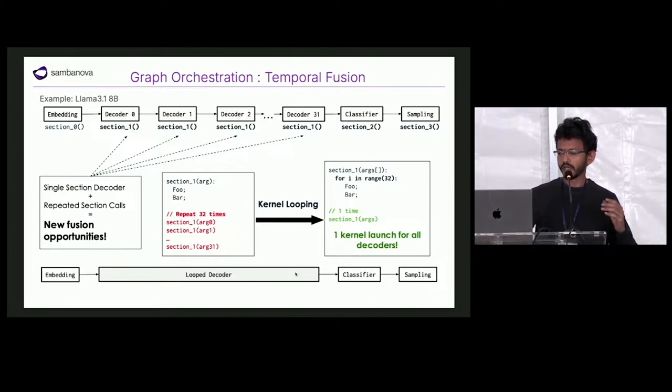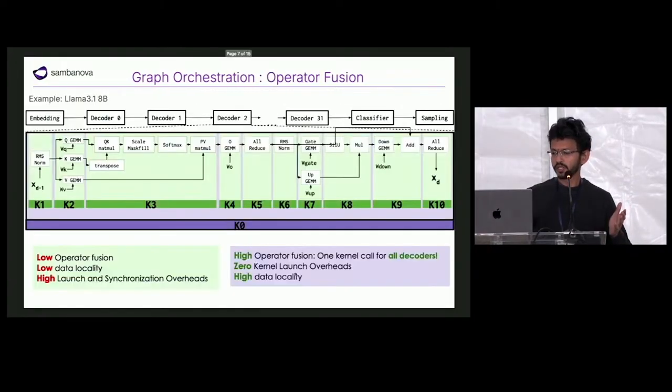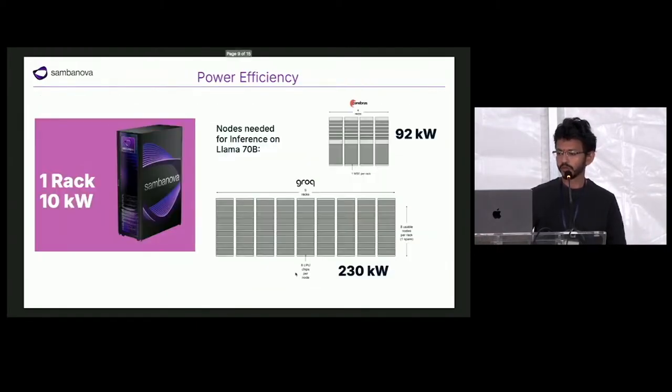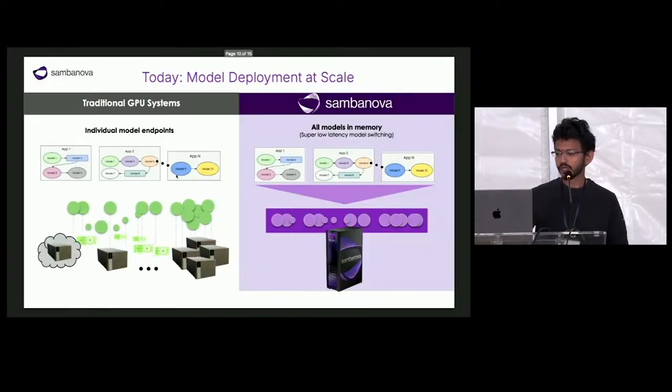This kind of helped us go from a baseline of 100 tokens per second. With a single decoder, we got to 500 tokens per second, and with temporal fusion or kernel looping, we got to around 1100 tokens per second for Llama 3.1 8B. And along with that, there is power efficiency. We can run multiple models on single rack machines, whereas others will take multiple racks to run such models.